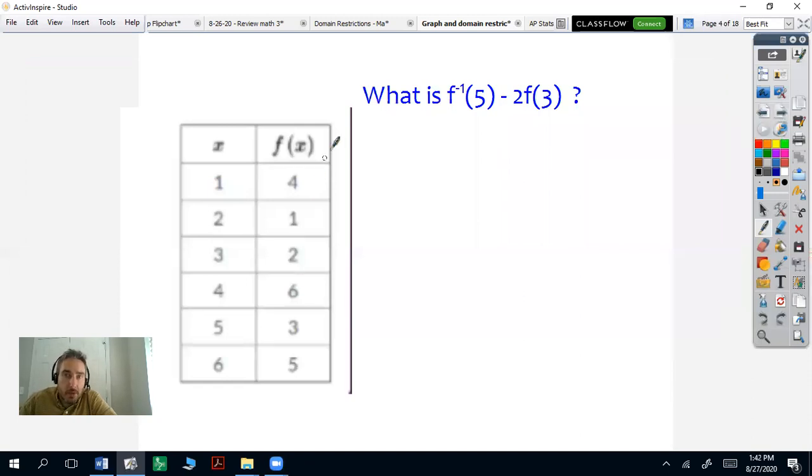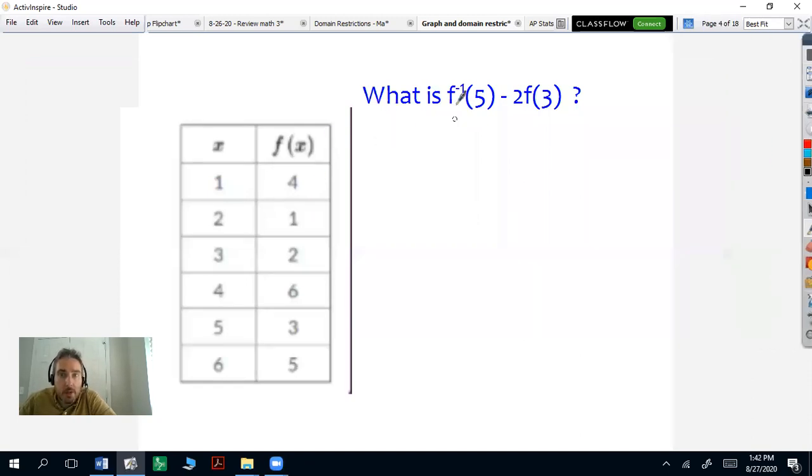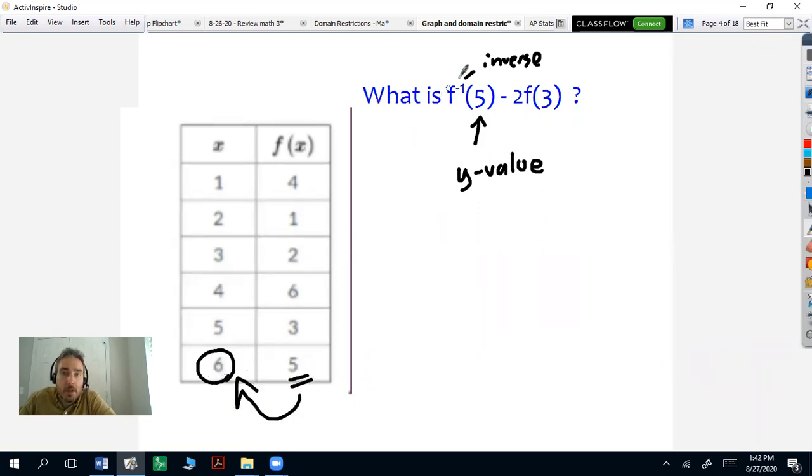Okay, a lot of you struggle with these tables, so let me refresh on what all that means. When it says f inverse, that means inverse. And when you're reading from a table, you're looking at this as a y value, not an x value. So I want to look where y is 5. What's my output? It's going to be the x value at 6. So this is going to be 6.